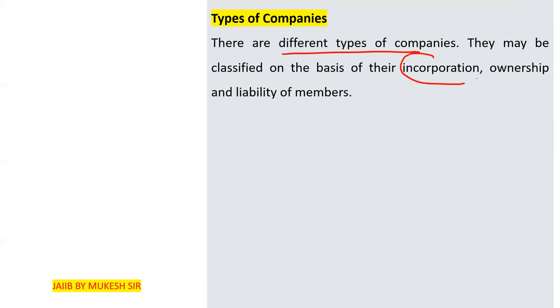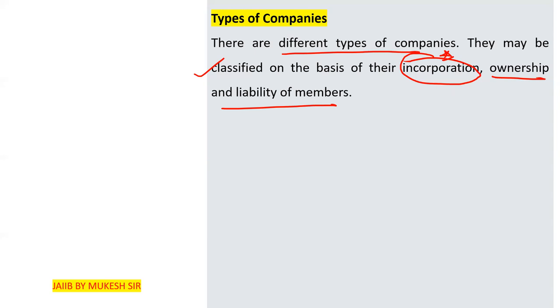either on the basis of their incorporation, or on the basis of their ownership, or on the liability of members. So there are three types of classification. First, on the basis of incorporation. Second, ownership. Third, the liability of members.